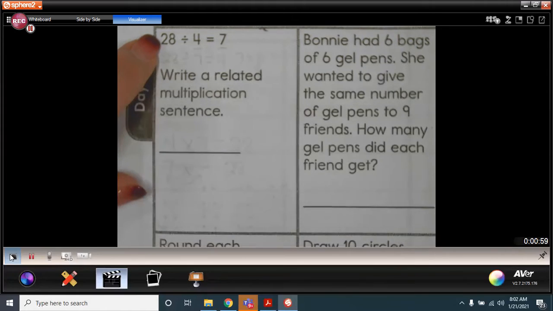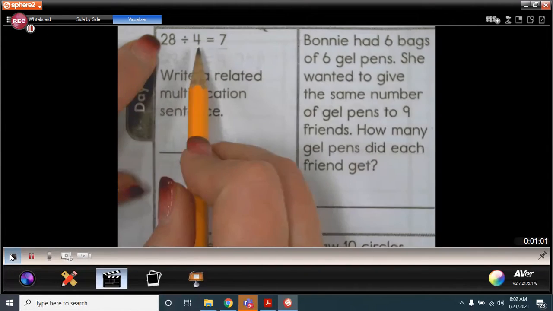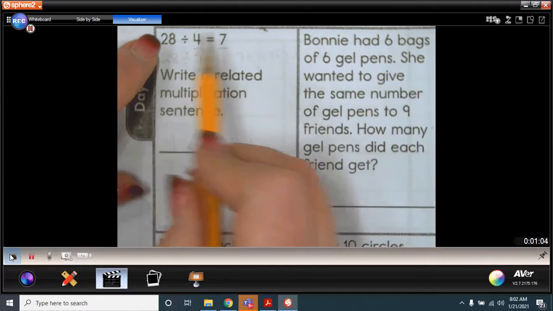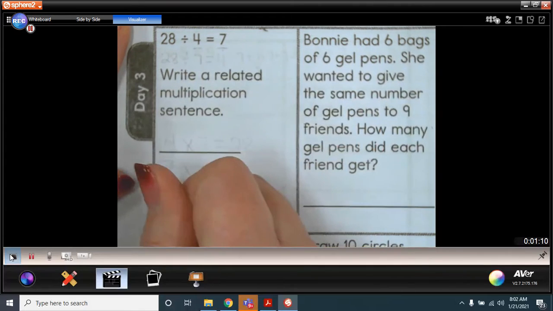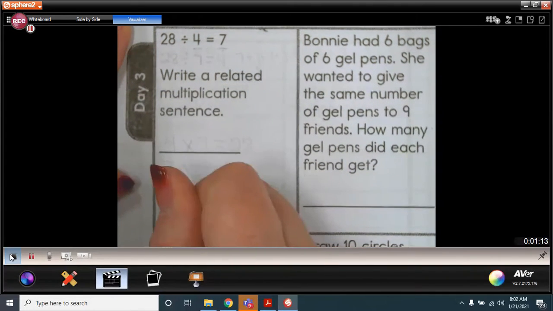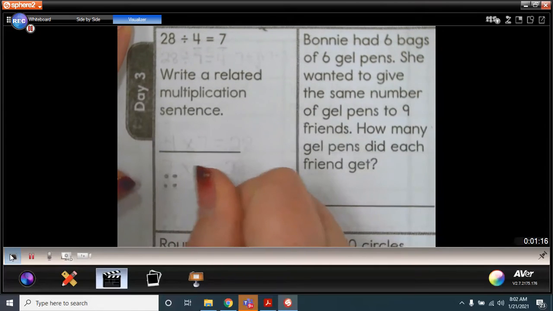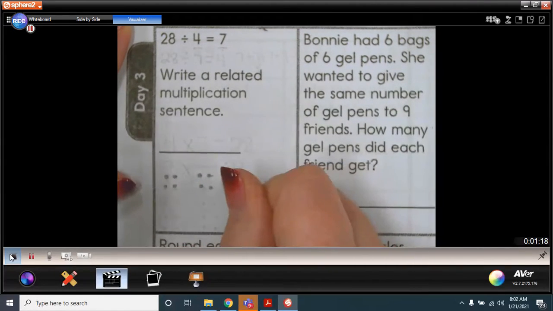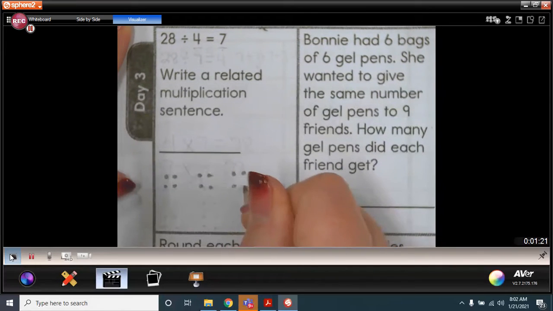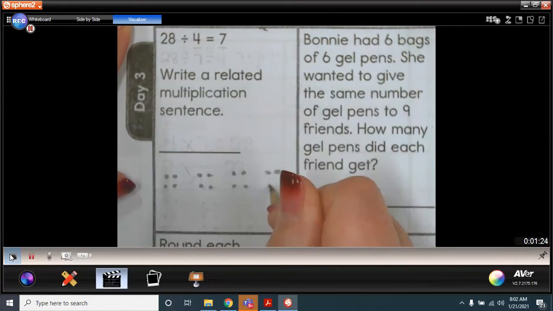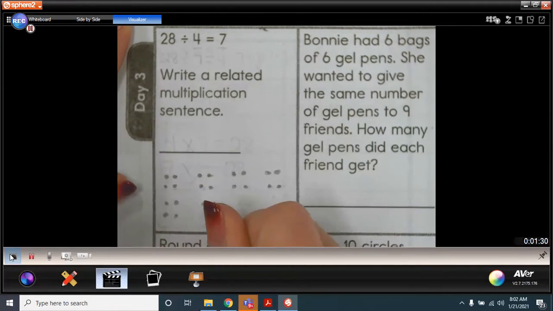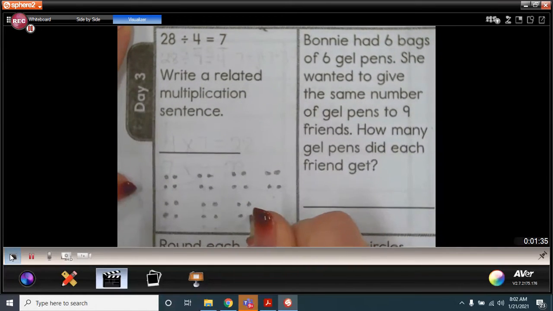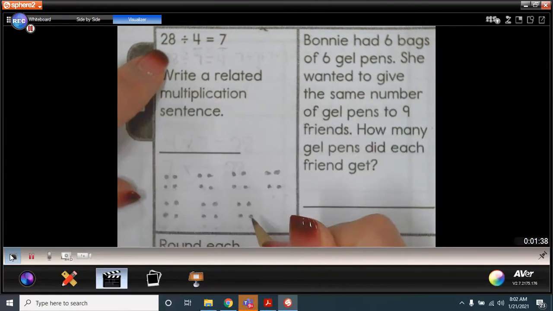So if I take 28 and I break it apart into groups of 4, I would probably see that there are going to be 7 groups of 4. Now let's double check. So if I do 1, 2, 3, 4, 5, 6, 7, 8, so there's another group of 4, 9, 10, 11, 12, 13, 14, 15, 16, 17, 18, 19, 20, 21, 22, 23, 24, and 25, 26, 27, and 28. There's my 28 objects.